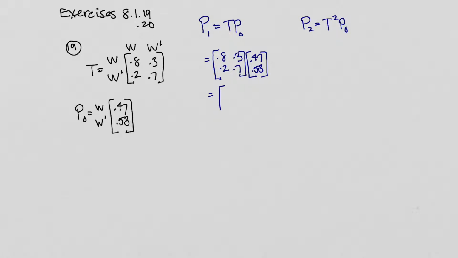Now when I multiplied these, I got 0.535, and 0.465. And this is the percentage of daughters who are working and the percentage of daughters who are not working. So we know how we got this product, right? We multiply over and down, multiply and add, over and down.